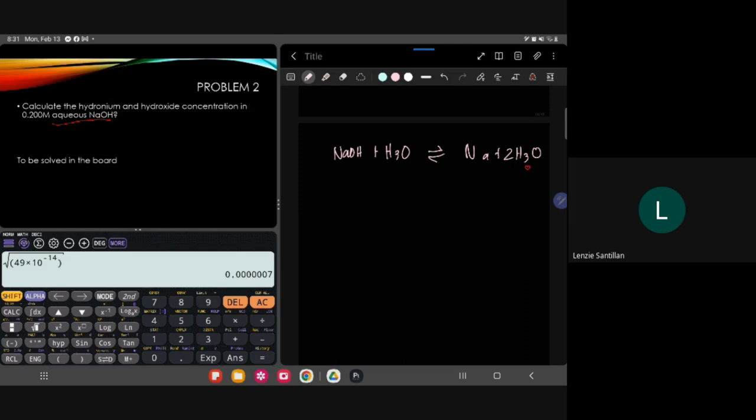Tama ba ako? Parang mali, ano? H2O kasi. Sorry. Ito pala. Okay. So, dito sa equation pa lang na ito, guys, meron tayong pinagkukuhaan ng OH at saka H. Na plus OH plus H, tapos dalawa, 2H. Wait lang guys ha.